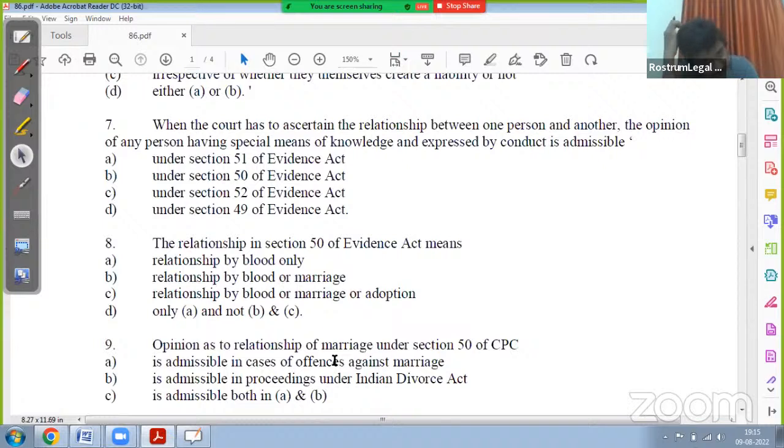The relationship in section 50 of Indian Evidence Act means: relationship by blood, relationship by blood or marriage, relationship by blood, marriage or adoption, only A and not B and C. Question number 8. What should be the correct answer?